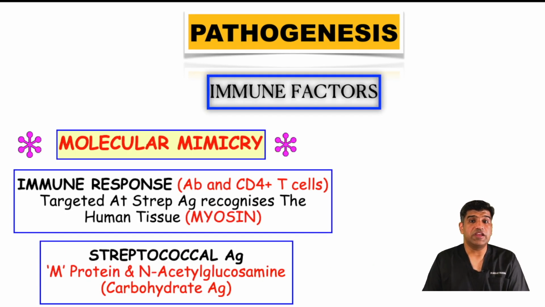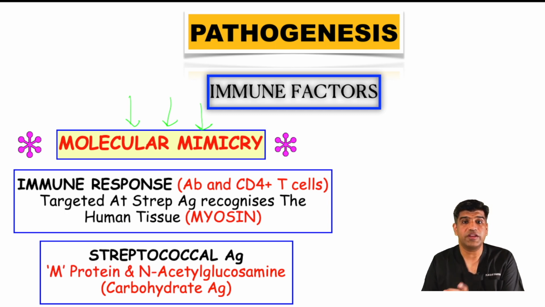Now let's see the immunological response, the immunological factors of acute rheumatic fever. The key word that you have to remember in the immunological aspect of rheumatic fever is molecular mimicry. This is the most important word. You should know that the mechanism of immunological damage in acute rheumatic fever is molecular mimicry. So what is molecular mimicry? There is some molecule that mimics some other thing.